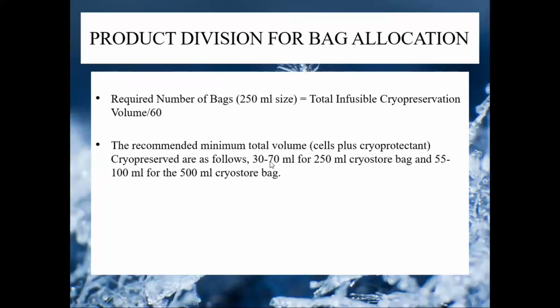We keep in the range of 60 to 68 because once frozen, it will expand. So after expansion, at the time of thawing, there are chances of breakage. In 500 ml, the capacity is between 55 to 100. So the number of bags required you can calculate approximately by dividing by 60. For example, if the volume of stem cells we have taken is 240, what number of bags will be required? I told you, roughly you can calculate in one bag a volume of 60 ml. 240 by 60 will be 4. So you will have to take 4 bags.